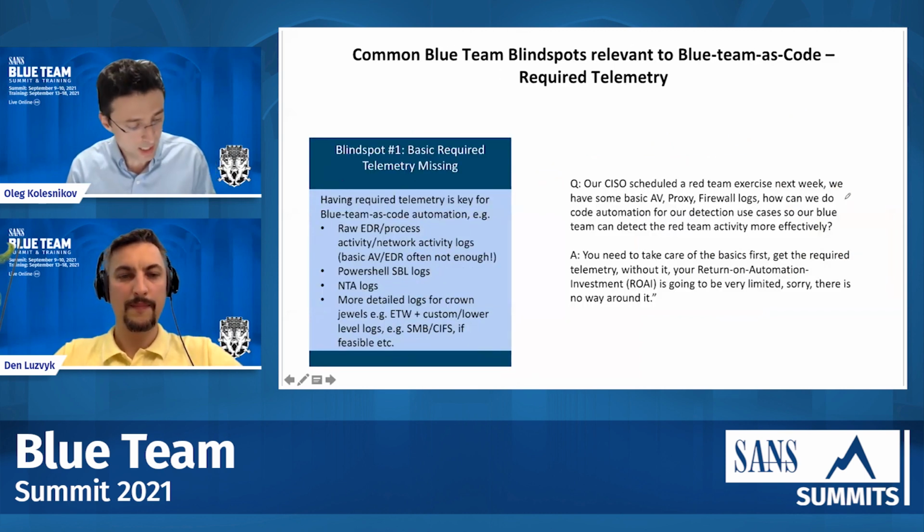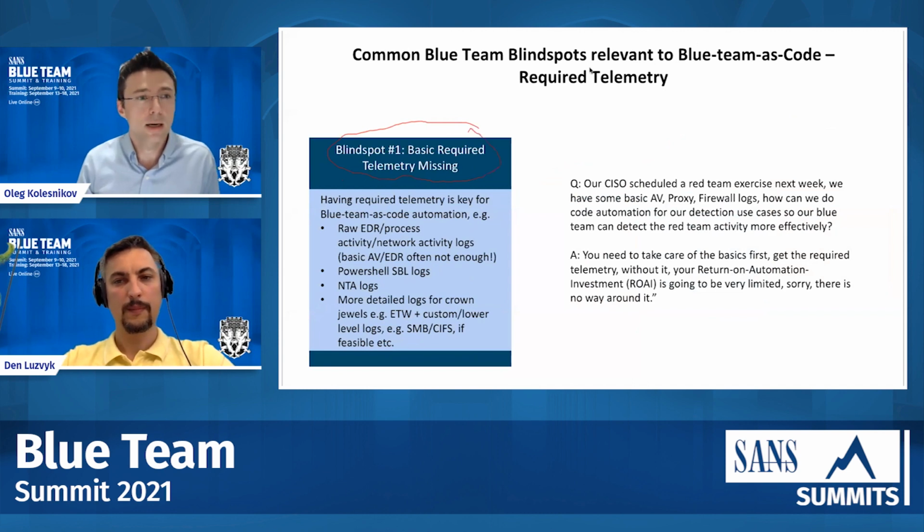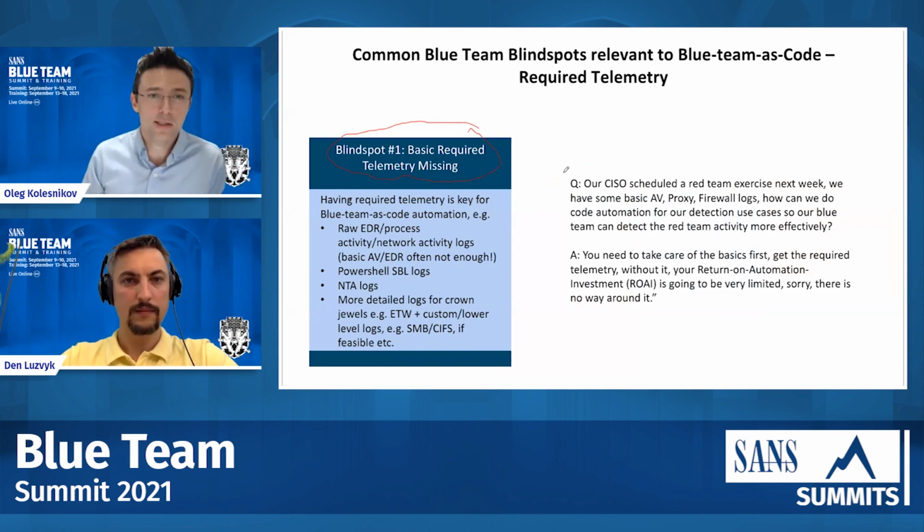On top of it, we have the common blue team blind spots, one of which we still see a lot, believe it or not, is having the required telemetry. We get some CISOs reaching out saying, we have basic AV, proxy, and firewall logs, and we have a red team exercise next week, how can we automate and use code to detect it more effectively? And the answer is, you need to take care of the basics first. Get the required telemetry. Without it, your return on automation investment, or ROAI, is going to be very limited.